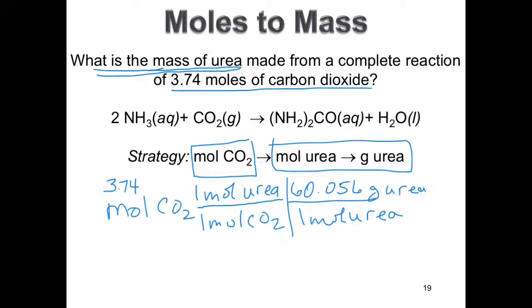So now we just simply multiply through to get our answer. The answer on the calculator comes out to 224.60944, but remember we have to account for significant figures. The moles of carbon dioxide only has 3 significant figures, so the answer is 224 grams urea. And to confirm that we're on the right track, the moles of carbon dioxide cancel, moles of urea cancel, leaving us with mass of urea.